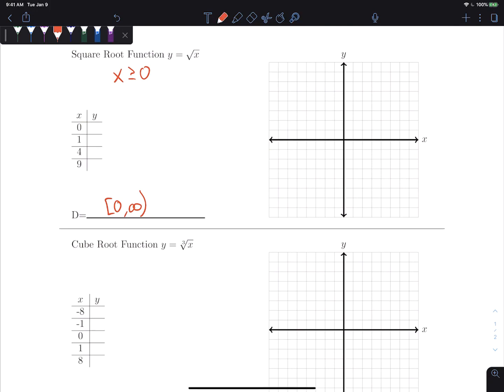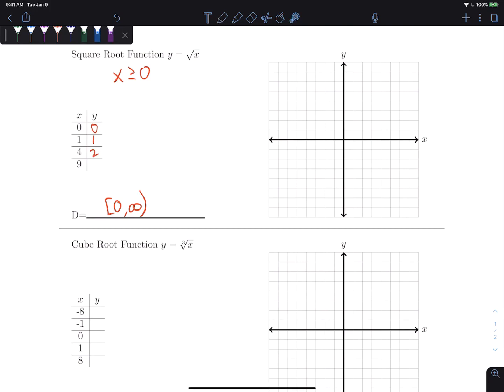Plug in the 0, square root of 0 gives us 0. Now the next number we have here is a 1, so plug in the 1, square root of 1 is 1. But the next number is not 2. The reason the next number is not 2 is because the square root of 2 is approximately 1.4 and so on. It's an irrational number. The square root of 3 is irrational as well. Square root of 4, however, is not irrational because it's a perfect square. So if we plug in the 4, square root of 4 gives us 2.